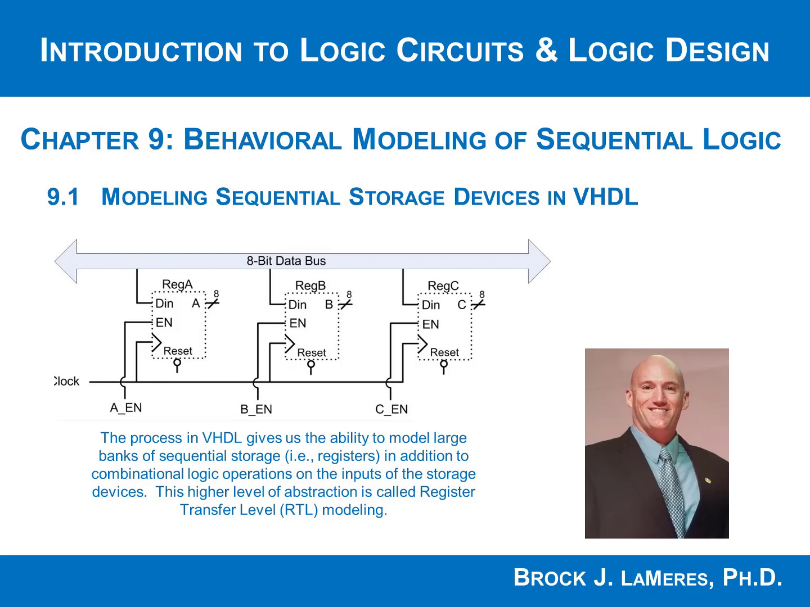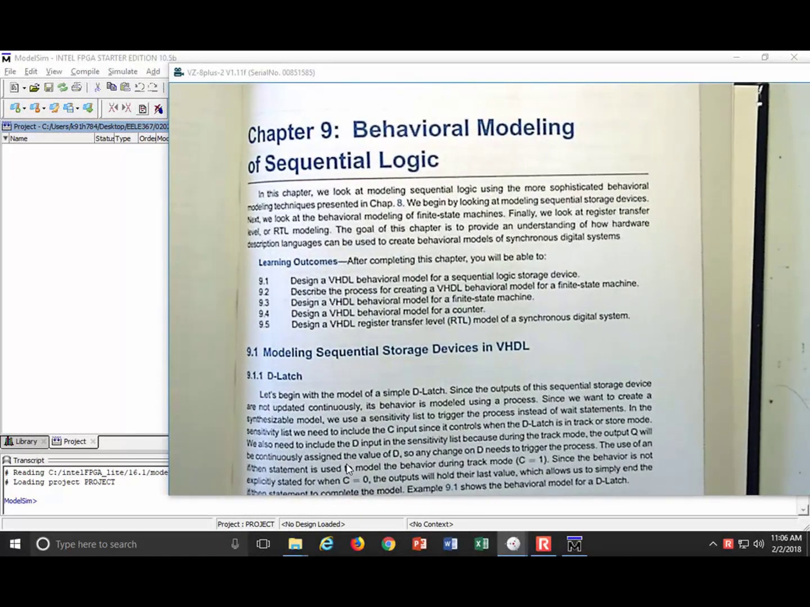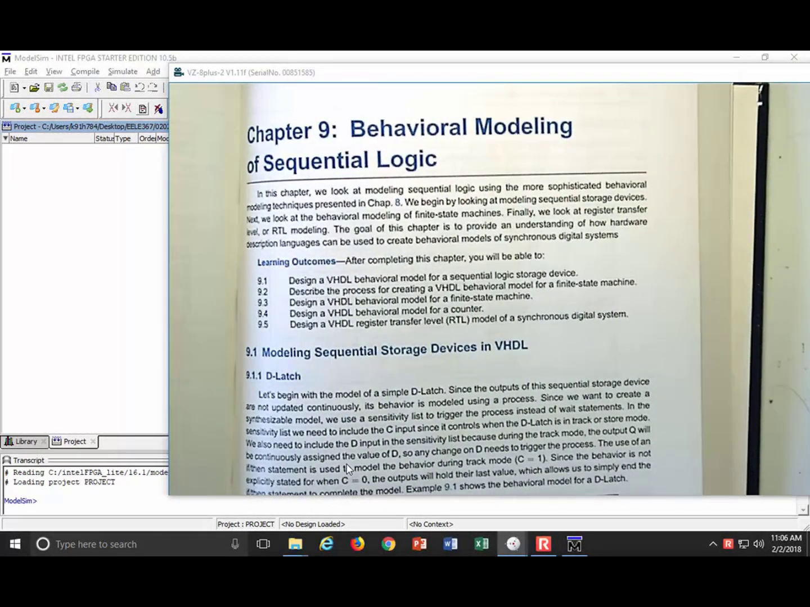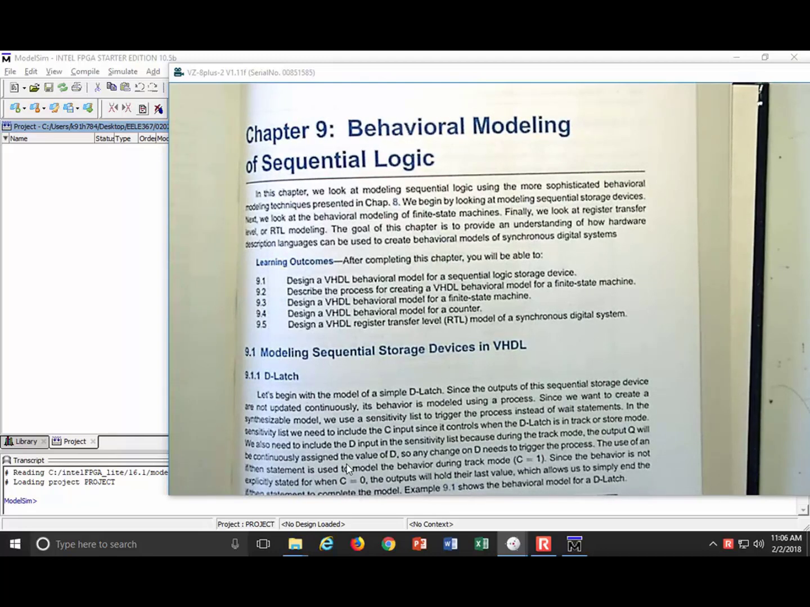Now we turn our attention to Module 9, which is titled Behavioral Modeling of Sequential Logic. What we have covered in Chapter 5, Module 5, was VHDL basics. And we didn't get into anything using a process, or a package for that matter. All we did in Chapter 5 was look at how an entity declares the ports, how an architecture is used for functionality, and then how to do concurrent signal assignments.